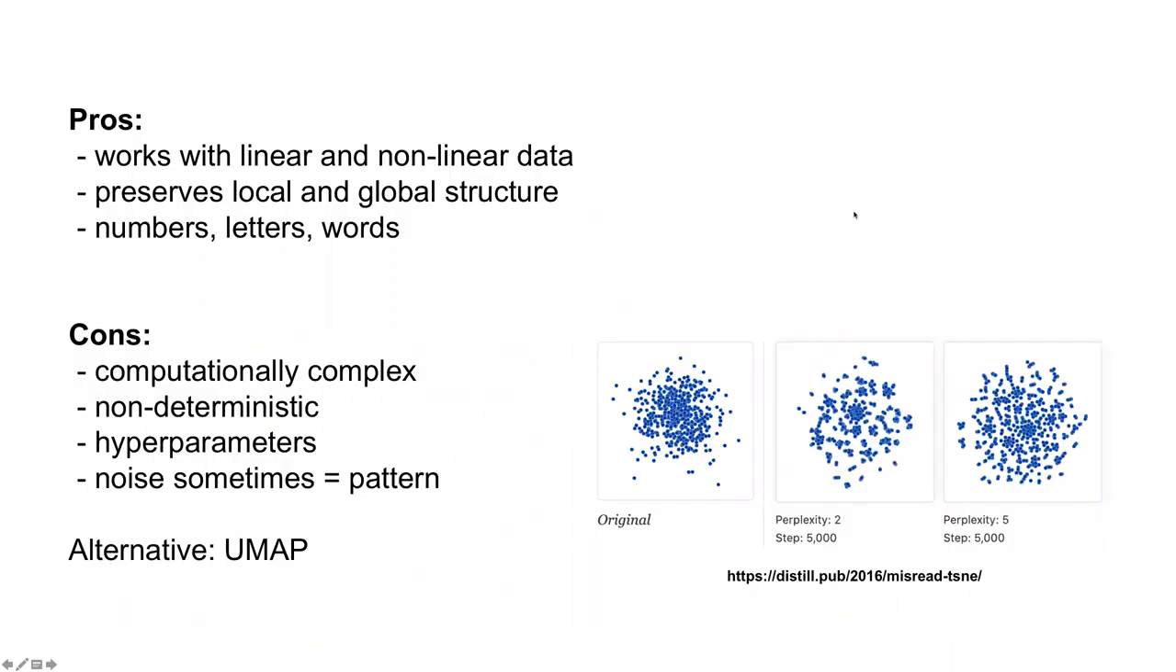One of the other cons of t-SNE, which may not be so relevant in the data sets that we work with, is that sometimes noise will be returned as pattern. So here's a random data set. When you put it through t-SNE, some of those samples are tightly packed when they're actually not. That may not be such a big problem for us, but it is something to be aware of.